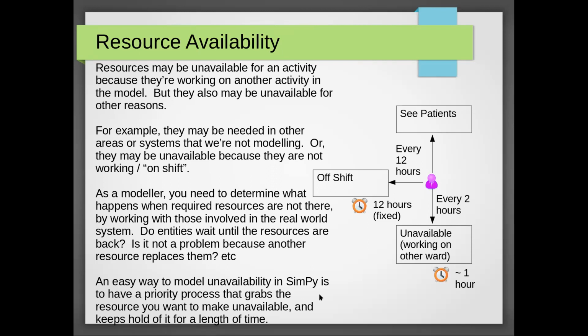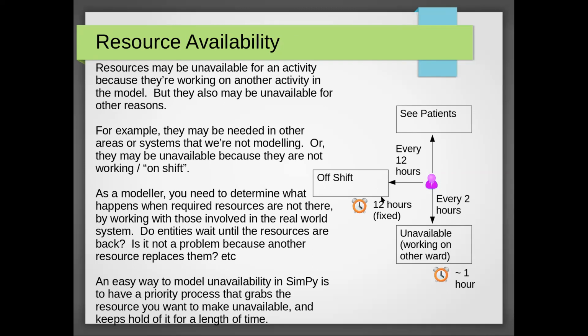If you do need to capture unavailability in some way, then there's an easy way to do that in SimPy, and that's basically that you have a priority process, a priority activity that grabs the resource you want to make unavailable, and then will keep hold of it for a length of time. So if we imagine we've got our doctor here, they're typically seeing patients, but let's imagine every 2 hours, or 2 hours on average, they're called off to do something else. They've got to work on another ward. So they're not available in this system for about an hour. And so we can pull them off with this sort of priority activity here. And we can make this a priority activity, and I'll show you how to do that. So that basically it holds this resource away from all this stuff for an amount of time, and then releases them back.